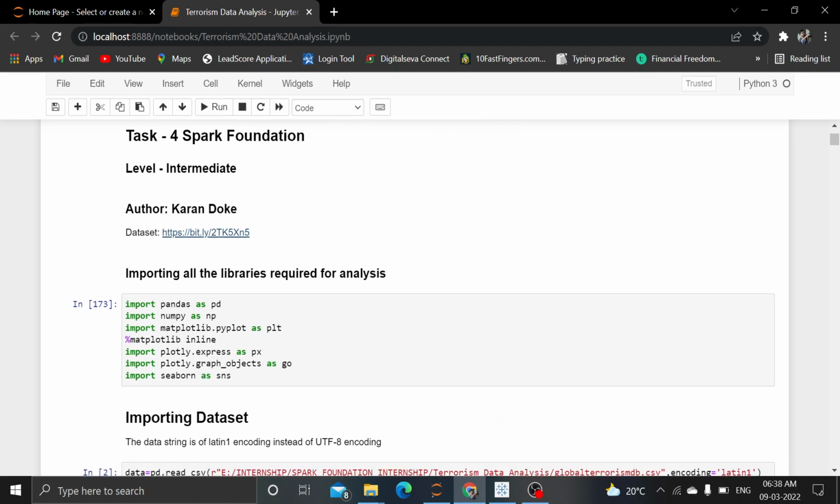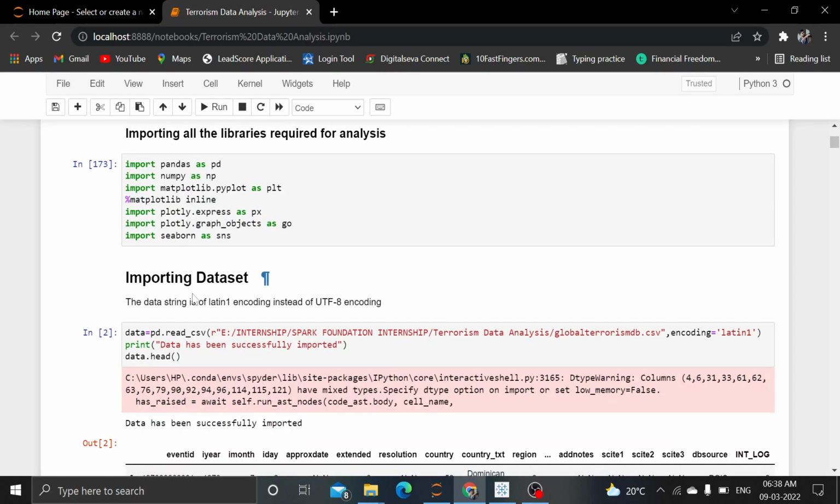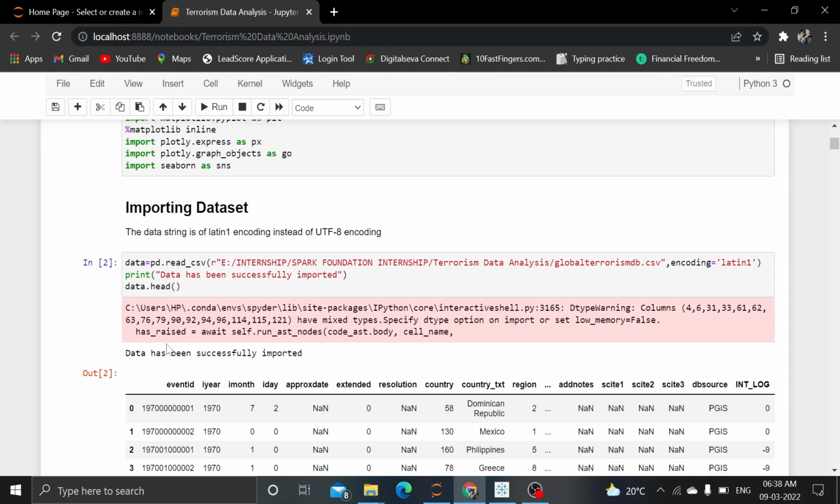Here, I successfully import all the required libraries for the analysis. I import pandas, numpy, matplotlib, also plotly and seaborn for the exploratory data analysis. Here, I have successfully imported my dataset.